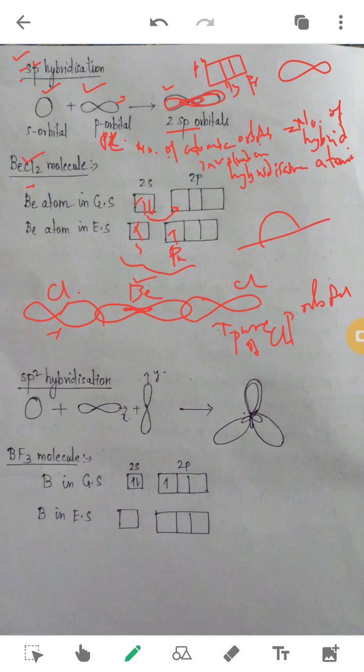This is 180 degrees to each other. Okay, this angle becomes 180 degrees. This is beryllium and this is chlorine. Okay, so this is the case.